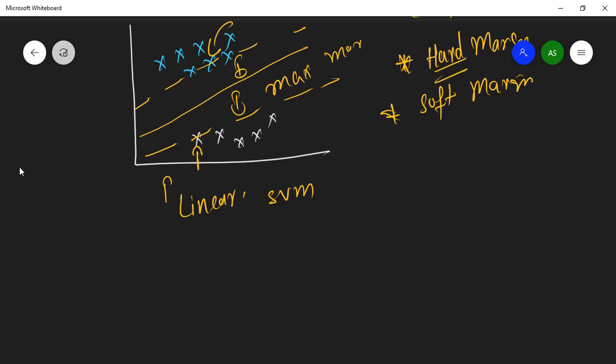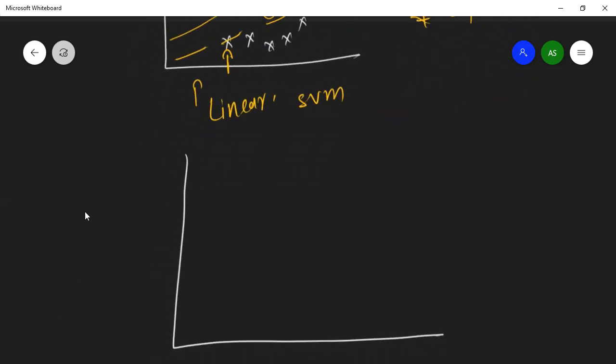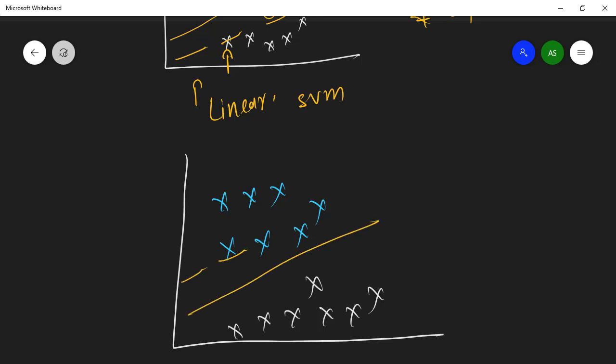So let's construct one x and y plane again. Here is my x and y plane, and let's draw 2 data points. Again, let me draw 2 data points like this. Okay, and let's draw a white data point like this. Now what SVM does is simply construct a straight line with 2 hyperplanes. Okay, with this hyperplane.